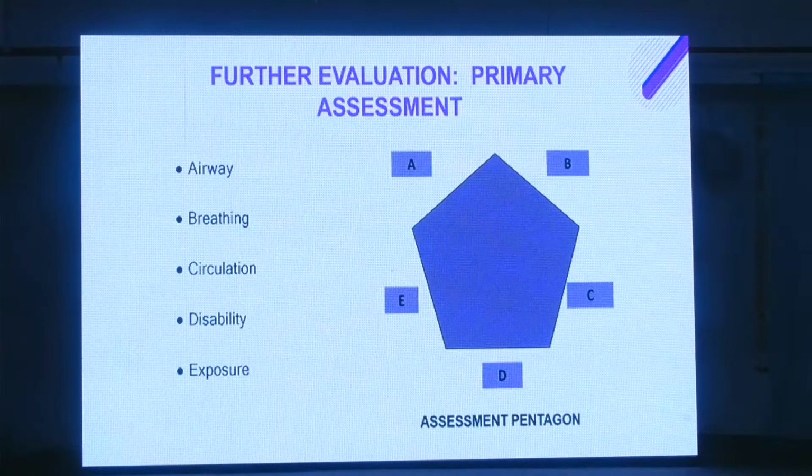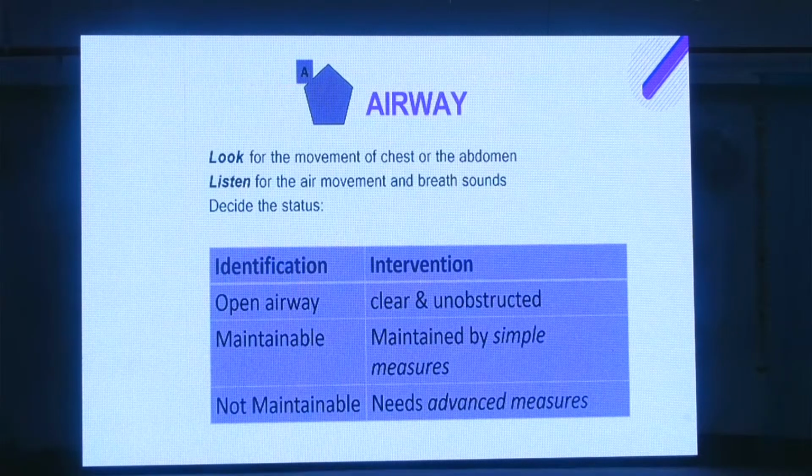Then we'll go for the primary assessment of pentagon. It consists of 5 parameters: A, B, C, D, E. A is airway, and second one is breathing, and C for circulation, and D for disability, and E for exposure. In airway, if the airway is clear, no need to do anything, unobstructed. If the open airway is clear, unobstructed.